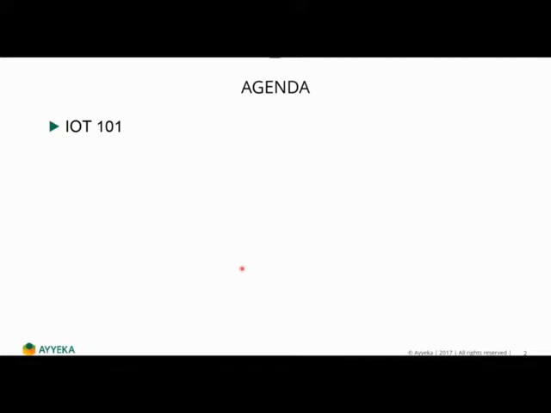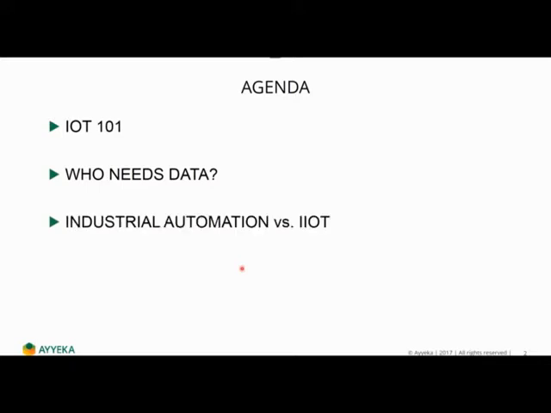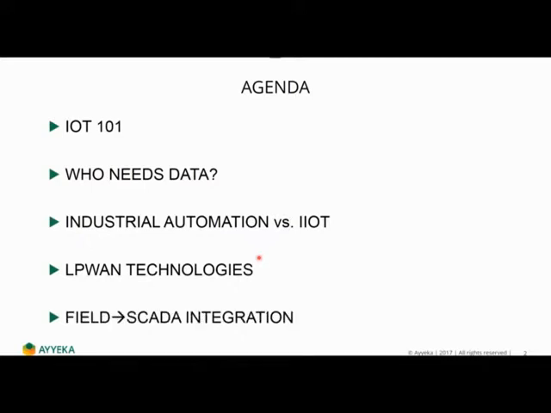All right, so the agenda for today, we will start with IoT 101, everything you need to know about IoT in a few slides. Then we'll remind ourselves who needs data anyway. We will then go and review industrial automation. In light of industrial IoT, we'll try to draw some lines between the two and discuss it. We will then review a few leading LPWAN technologies. These are low-power technologies that are kind of replacing cellular technologies or working in parallel to cellular technologies. And eventually, we will discuss field to SCADA integration.